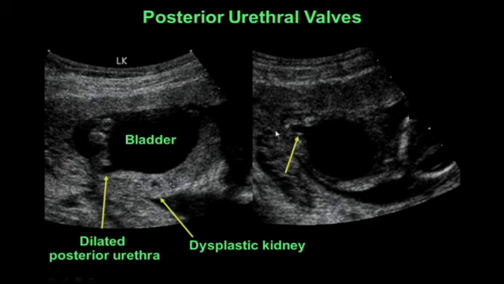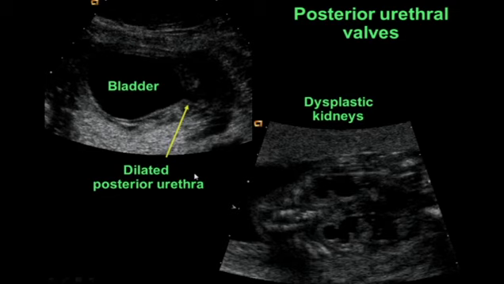So here's a fetus with posterior urethral valves. You can see that there's oligohydramnios around the fetus. You can see that the bladder is dilated, and then we see a protrusion from the base of the bladder. This is the dilated posterior urethra. Also notice, you can see the kidney on one side is very dysplastic. It's small and echogenic.